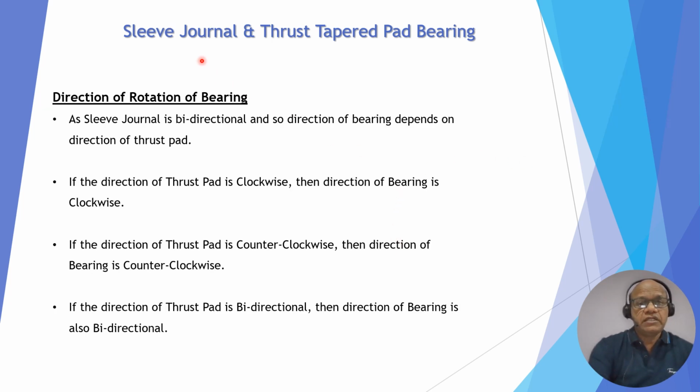So now, for the sleeve journal and thrust tapered bearing, what could be the direction? As we know, a sleeve journal bearing is bidirectional. So the direction of the bearing depends on the direction of the thrust pad. If the thrust pad is clockwise, then the bearing direction is clockwise. If the thrust pad is counterclockwise, then certainly the bearing direction is counterclockwise. If the thrust pad is bidirectional, then the bearing is also bidirectional, because a sleeve bearing is always bidirectional.